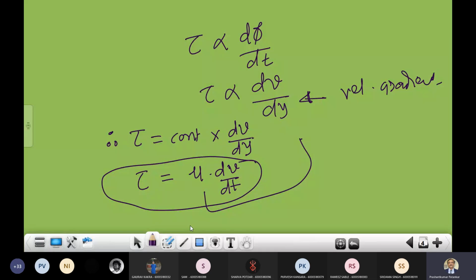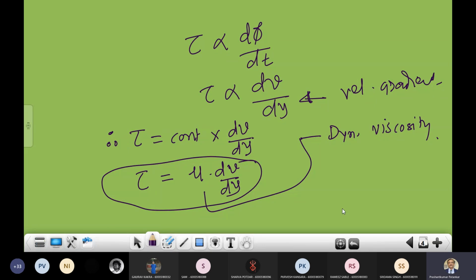Let me make the correction. So this particular mu is nothing but your dynamic viscosity, which is the property of your fluid. And this property of your fluid is a function of your temperature. So you must be knowing that viscosity is affected by your temperature.